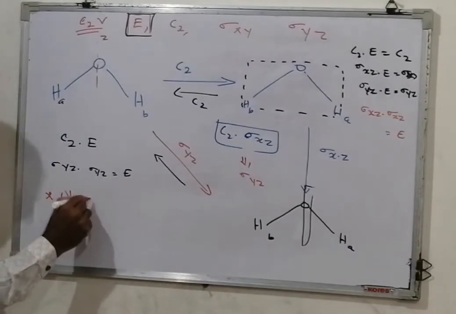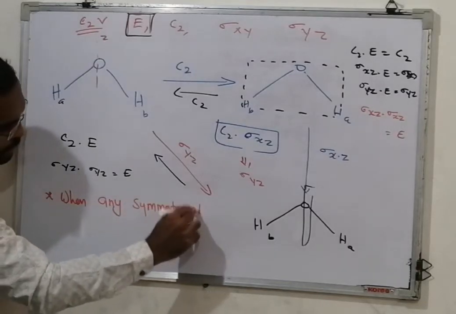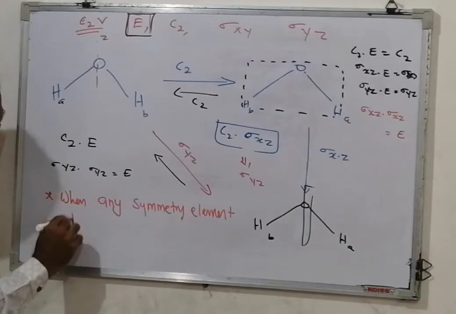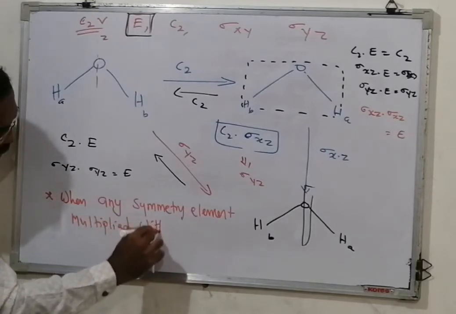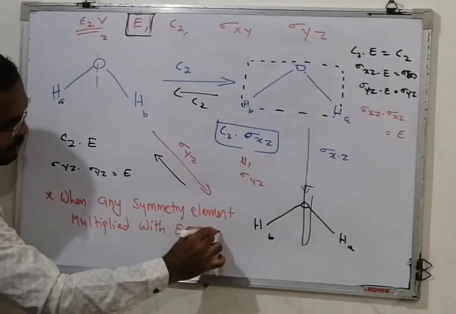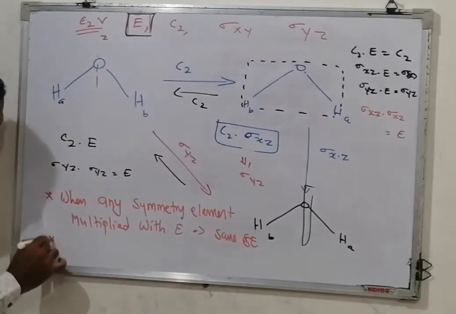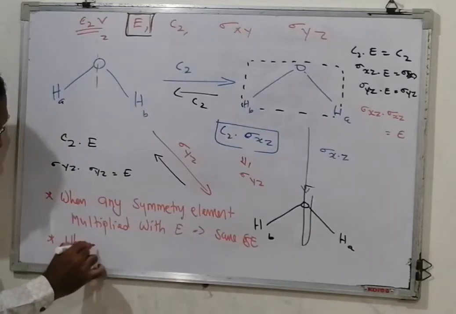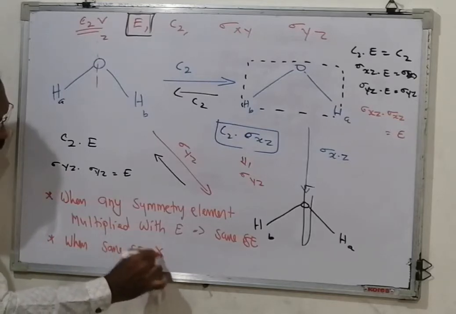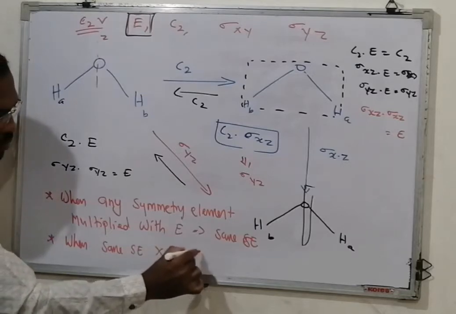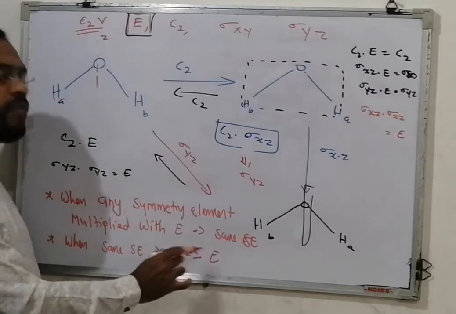When any symmetry element is multiplied with E, I will get the same symmetry element. Another point: when the same symmetry element is multiplied with itself, I will get E.